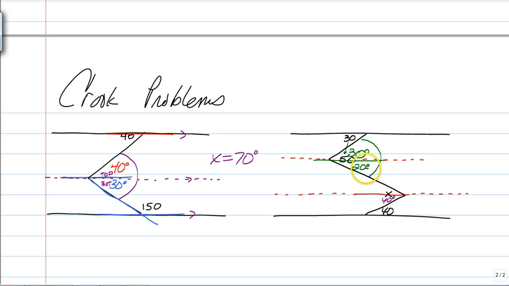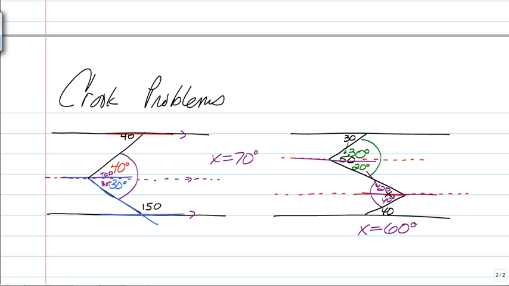So if the lower portion is 20, and we see that we have another set of alternate interior angles, then this 20 from up here jumps over the transversal and goes to here, which means the top portion of the x angle we're trying to find is 20, which means that entire angle is made up of 20 and 40. So in this second problem, x is equal to 60.